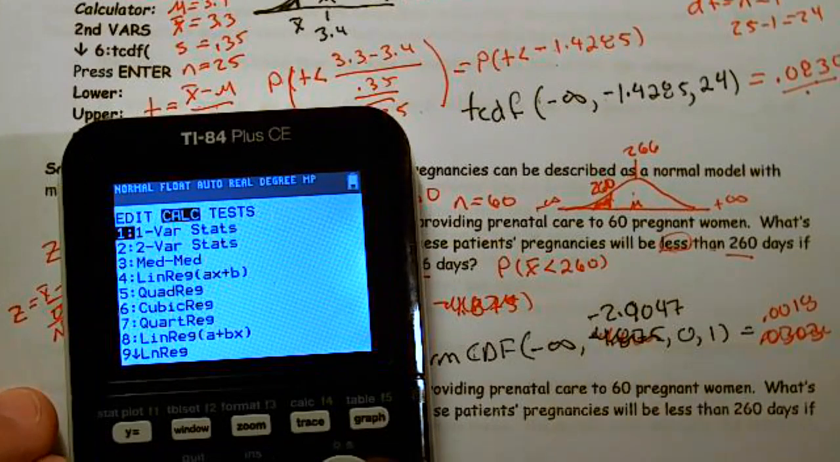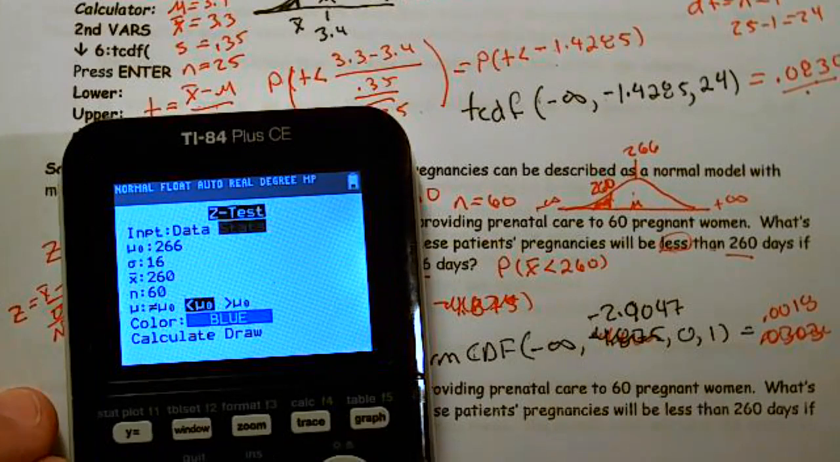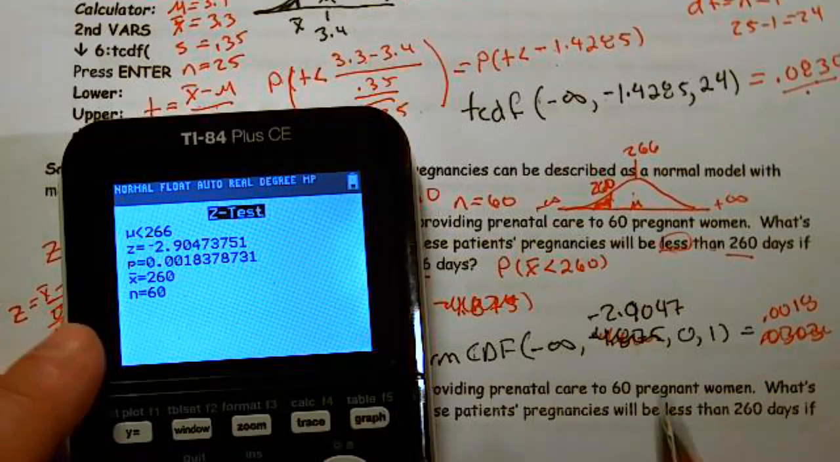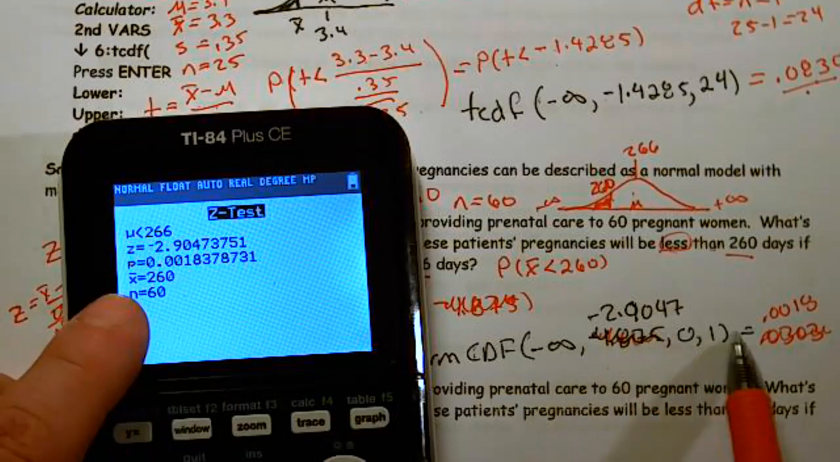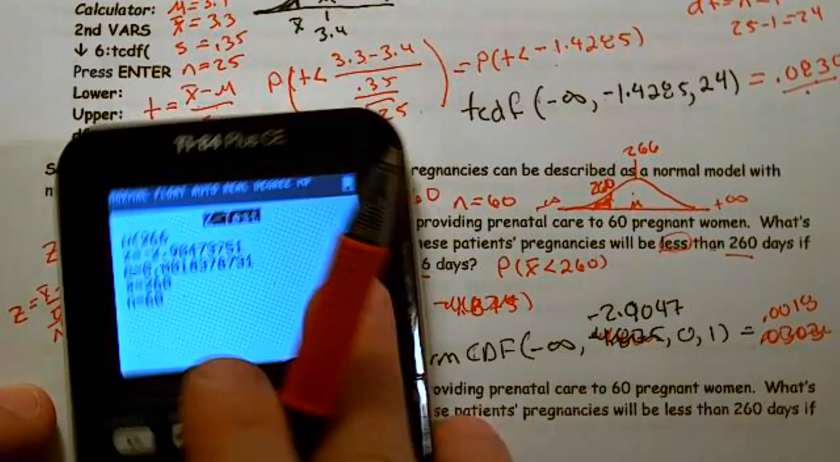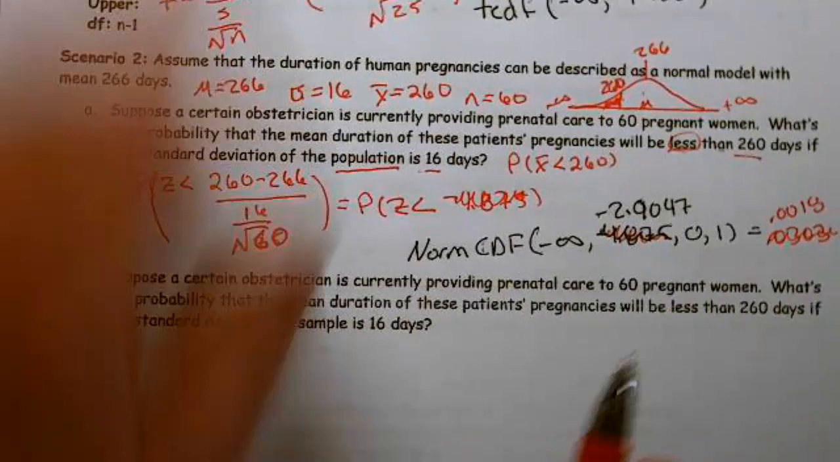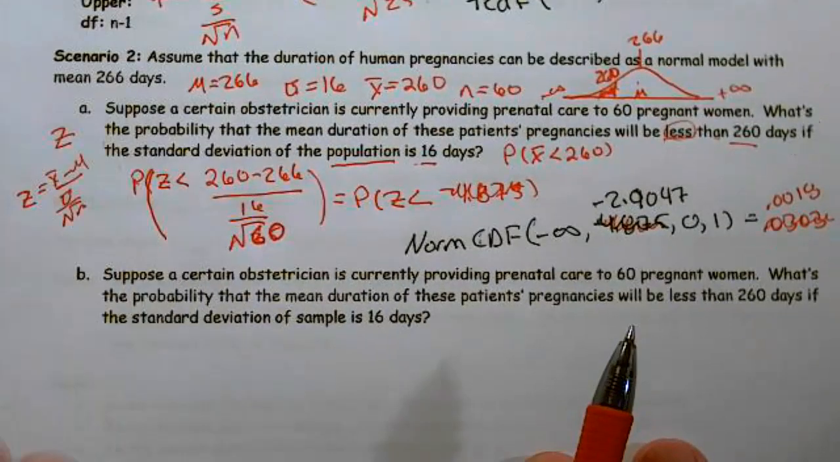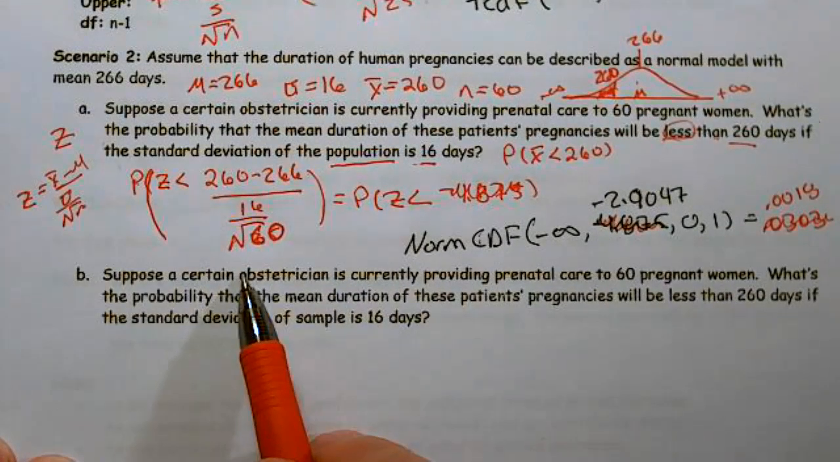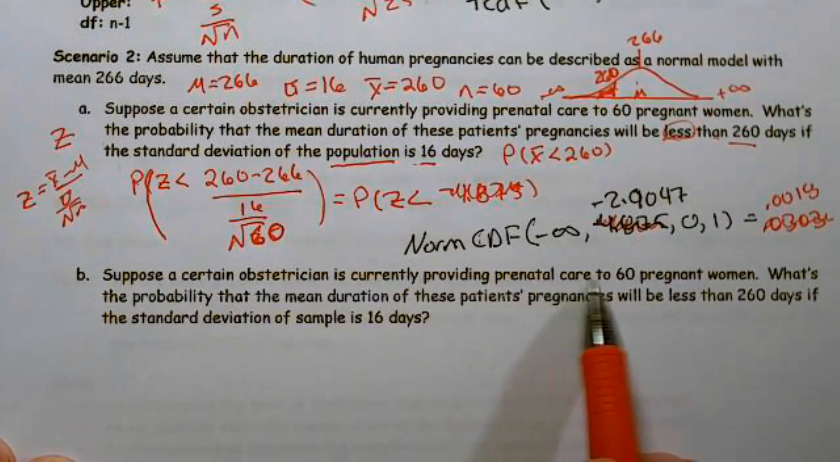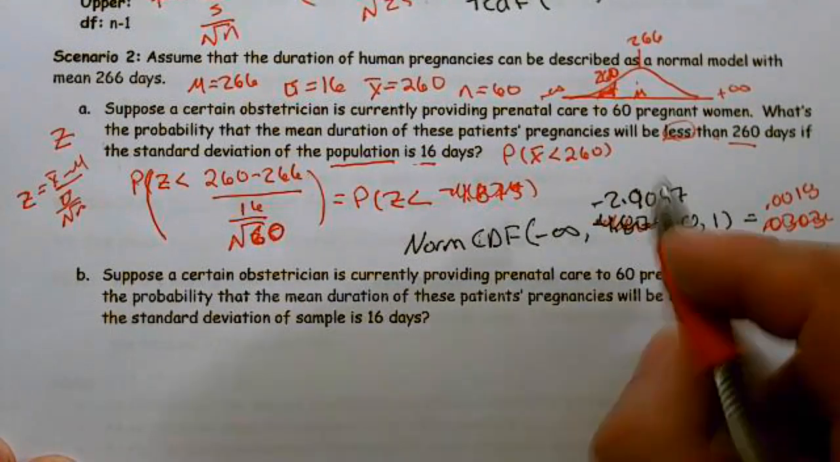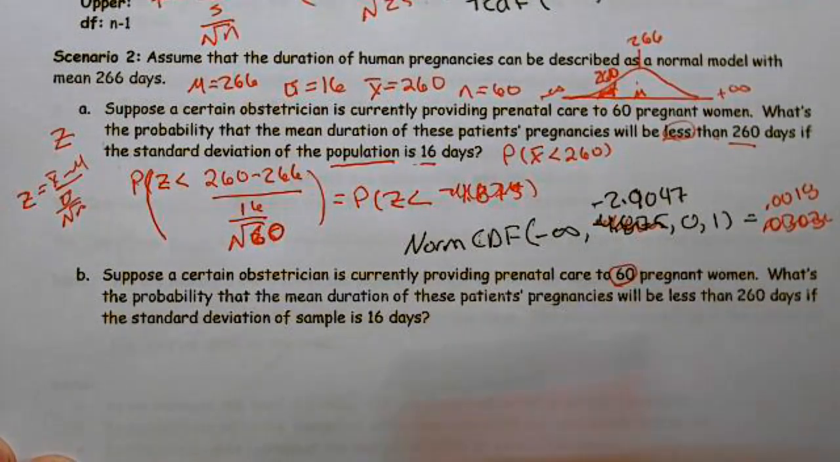So stats test, z-test is much easier this way. And there we have negative 2.9047 and 0.0018. So we're going to do the same thing, but we're going to compare it to a t-test right here. So suppose an obstetrician is currently providing care to 60 women, so the same sample size. What's the probability that the mean duration of these pregnancies will be less than 260?